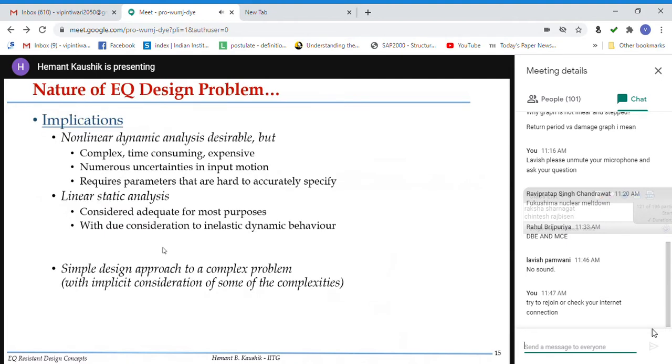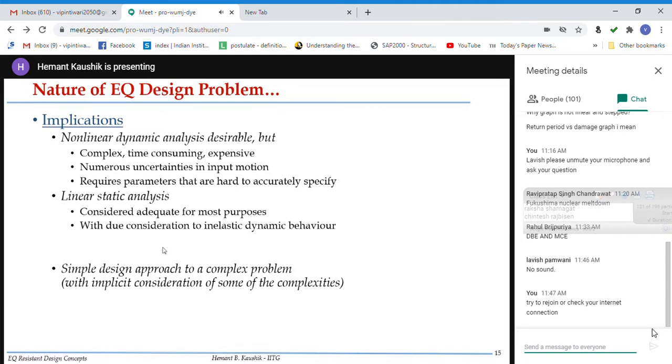Now, I'll again come back to the implications. So nonlinear dynamic analysis is desirable. Like I said, it is very complex, very time consuming, and really expensive because you need good computers, servers, workstations to carry out nonlinear dynamic analysis of bigger structures. For example, I have an expensive workstation, and when my students carry out nonlinear dynamic analysis of even a small single frame of a building, single story, sometimes it takes more than a day, or 2 days, 3 days to complete the analysis.